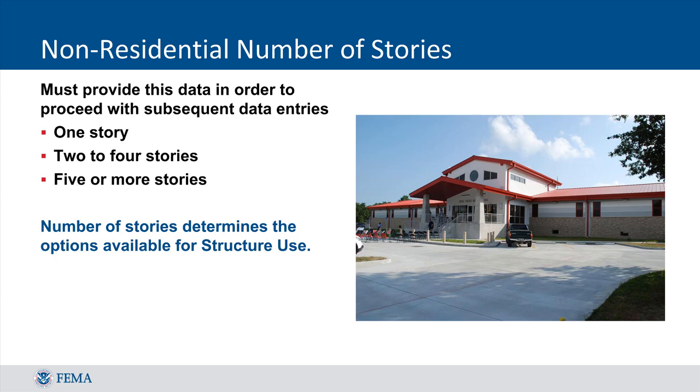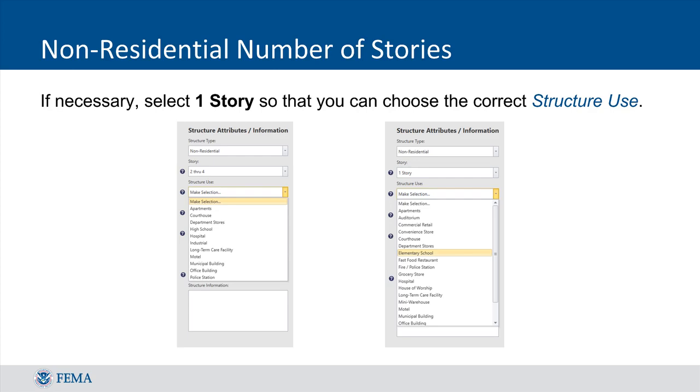In some cases, you may find that the best structure use type is not available when you select the correct number of stories for the structure, but that it is available when you select the incorrect number of stories. For example, you may be assigned to assess a 2-story elementary school, only to find that elementary school is not an available choice for structure use when a two-story structure has been selected. You would also note that elementary school is an option under structure use if a one-story structure is selected.